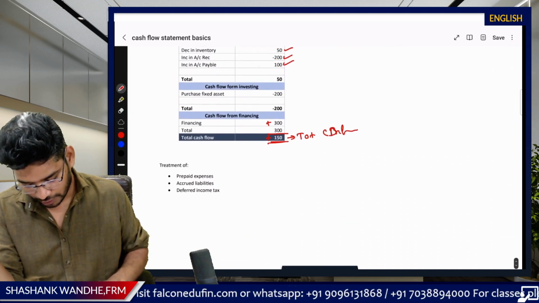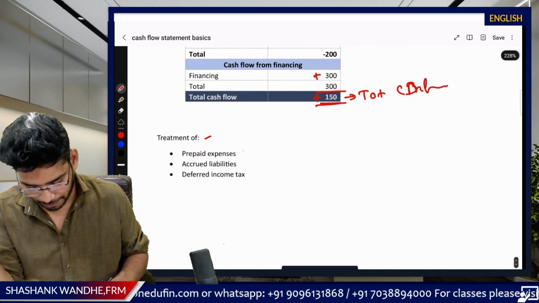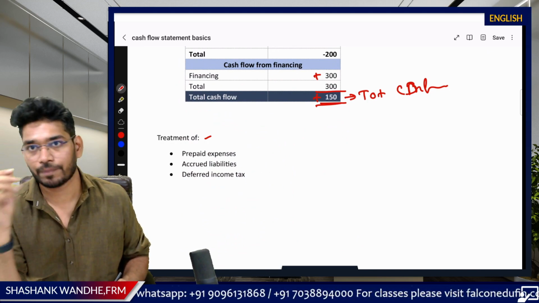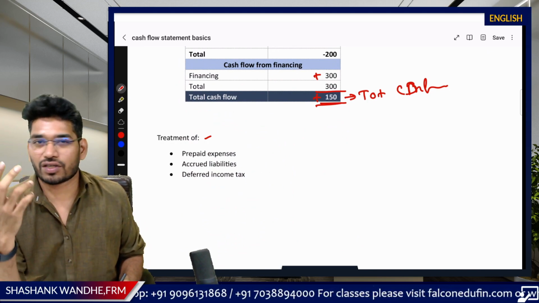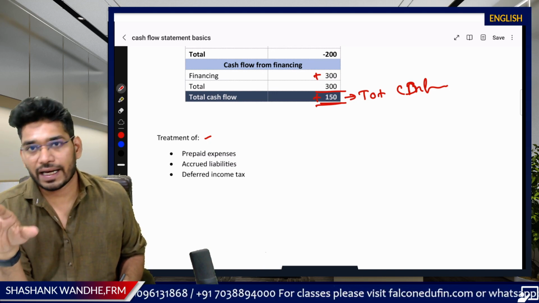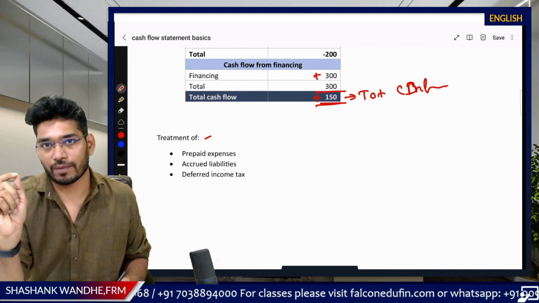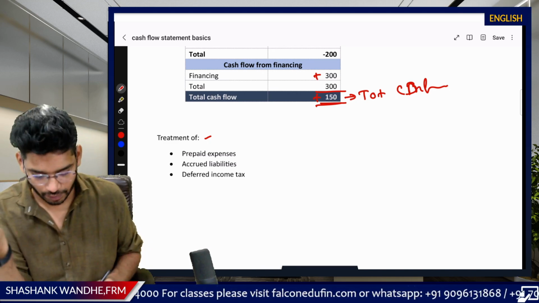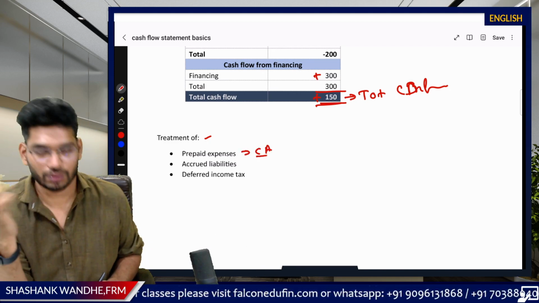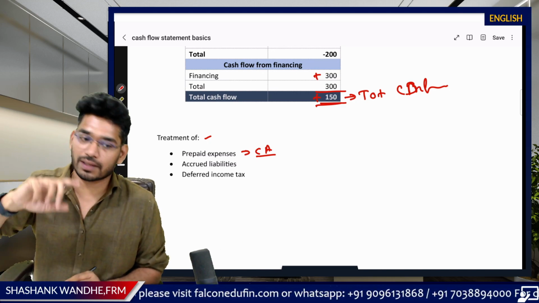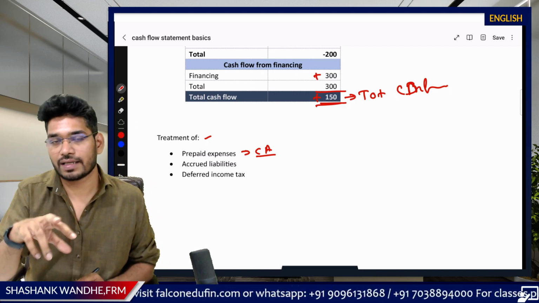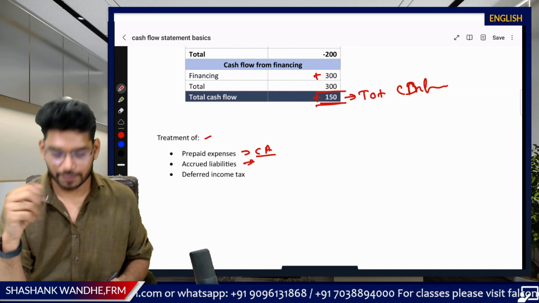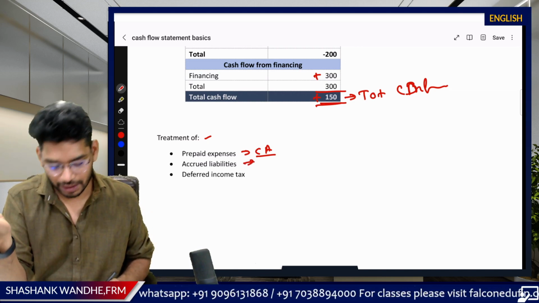One more thing, we have the treatment of prepaid expense, accrued liability, and deferred tax asset, the DTL and DTA. First, I'll just give you the quick idea. Prepaid expenses are like receivables. We pay expense in advance. So these are our asset, and you will treat it like a current asset. So an increase in prepaid expense will be reduced from net income, a decrease in prepaid expense will be added into the net income. Accrued liabilities are our liabilities, so you will treat them like a liability.